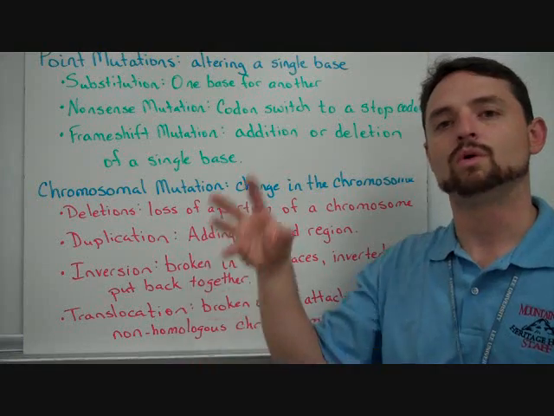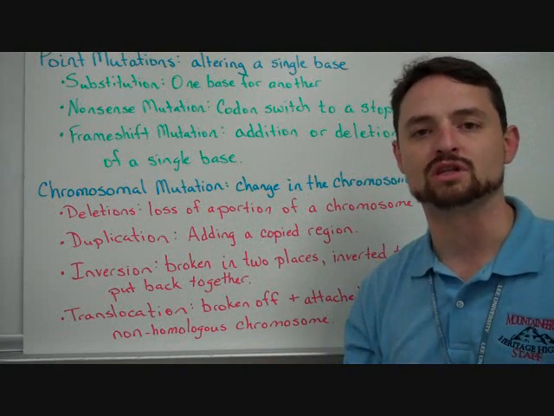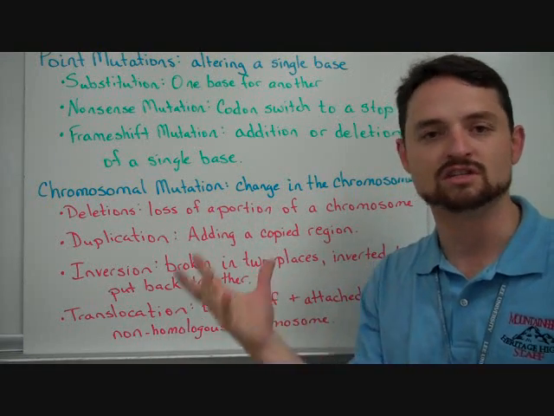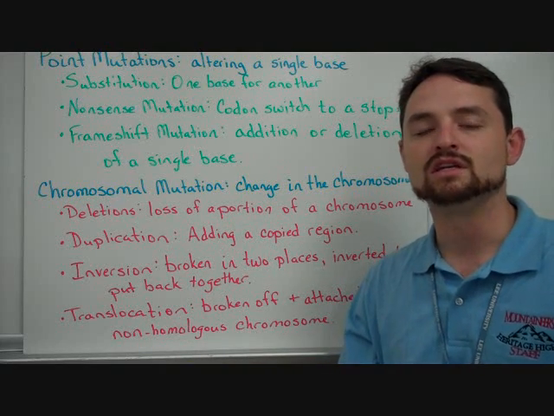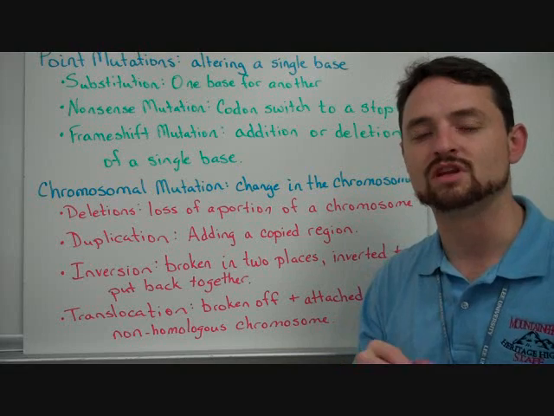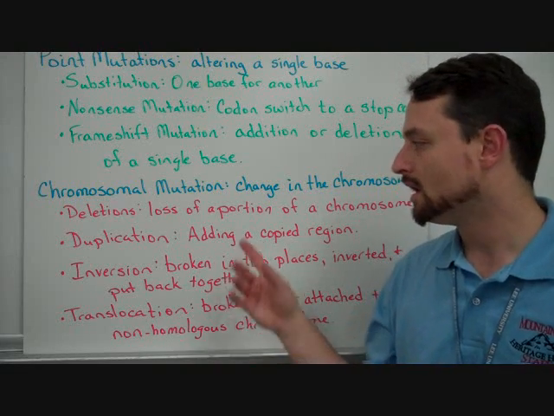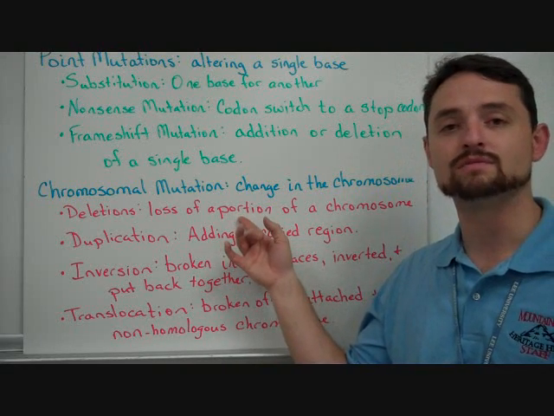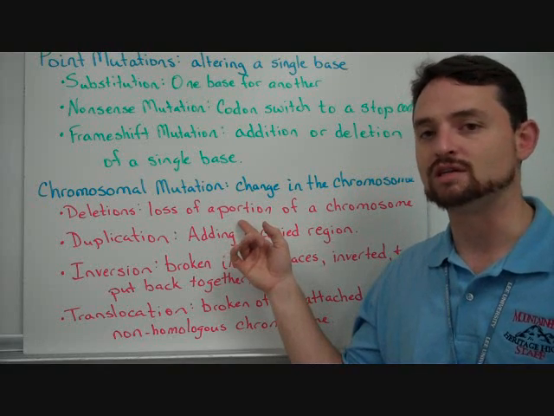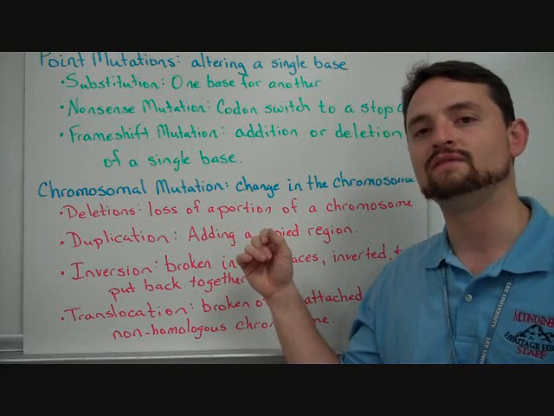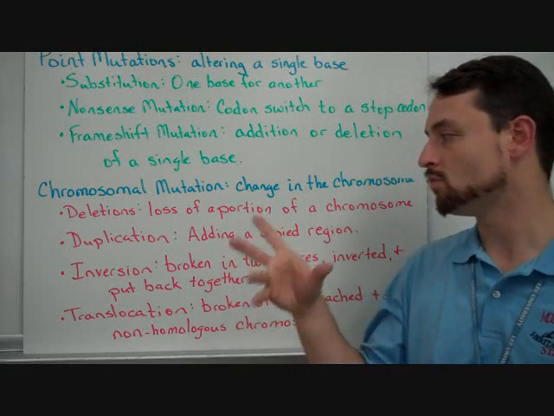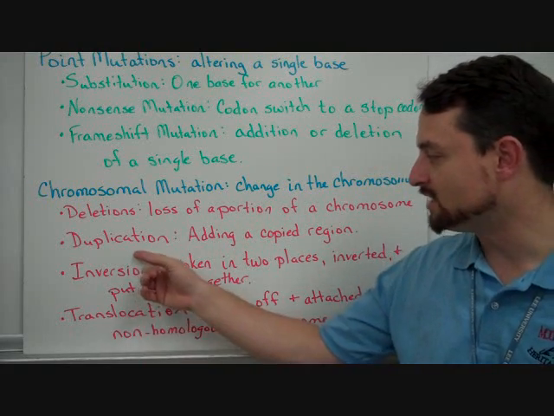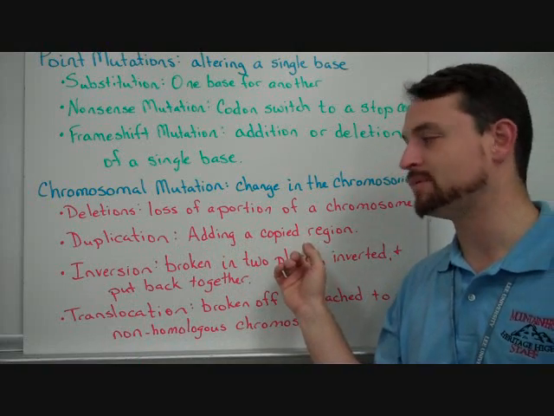A deletion is where you have a piece of the chromosome just completely broken off and disappears. We see this in a condition that we've looked at in class, some at least, called Cri-du-Chat, which many times is a lethal mutation, meaning that that individual will have either shortened life expectancy or no life, one or the other. Then there's duplication, adding a copied region.